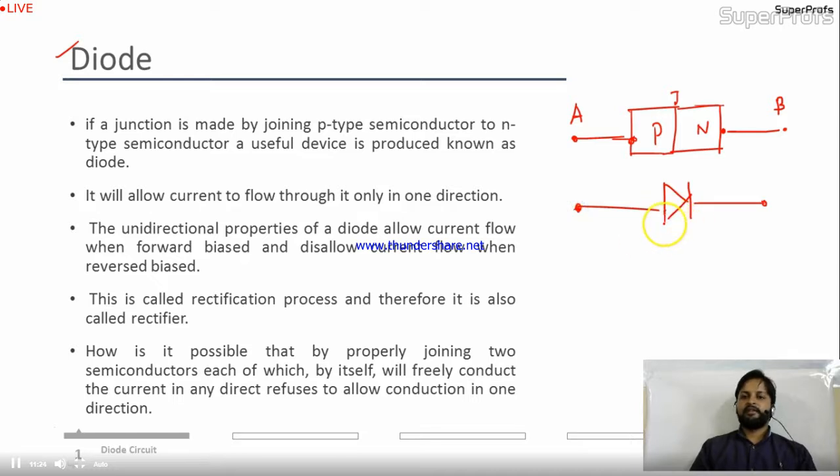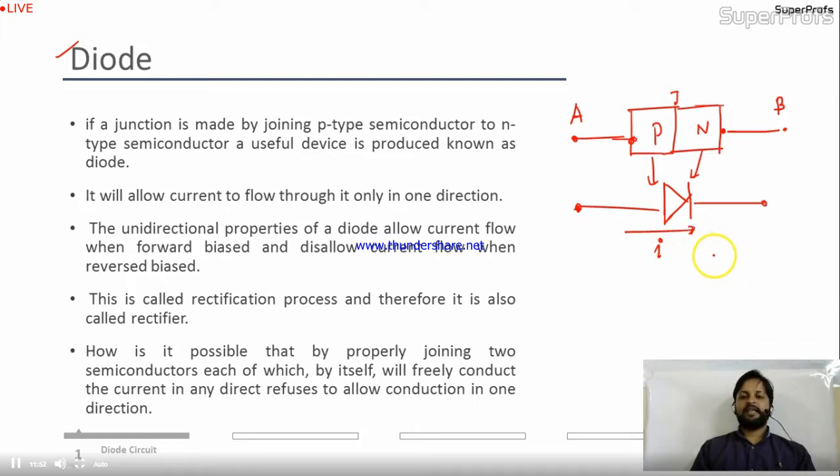Okay, this symbol represents the p-type and this is n-type. Is it okay to you? Now it will allow current to flow only in one direction. These are the characteristics of a diode we can understand like this. It will allow current to flow through its one direction only. Friends, please remember, a diode conducts in one direction. This is a unidirectional element, because the current will conduct in one way only.